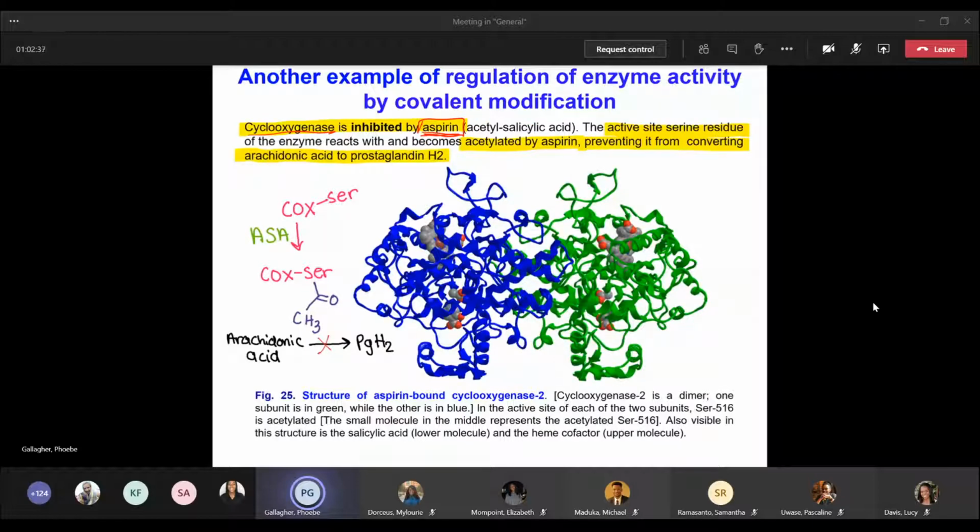When you take aspirin, essentially what it does is it works on cyclooxygenase, also known as COX. The COX enzyme has a serine group that aspirin will add an acetyl group to, and essentially render it non-functional, so it's no longer able to convert arachidonic acid to prostaglandins. And that's all you really have to know for this. But really, just knowing aspirin is an example of covalent modification is good enough.